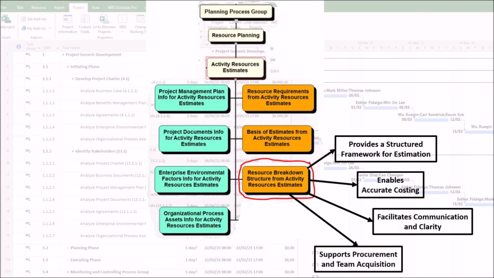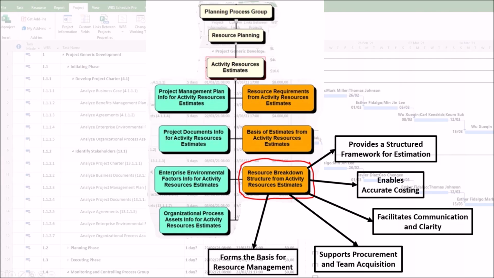4. Supports procurement and team acquisition. The resource breakdown structure clearly distinguishes between internal human resources, external hires, leased equipment, and purchased materials. This tells the project manager what needs to be procured versus what needs to be acquired from within the organization.